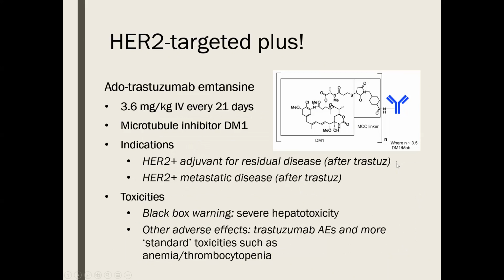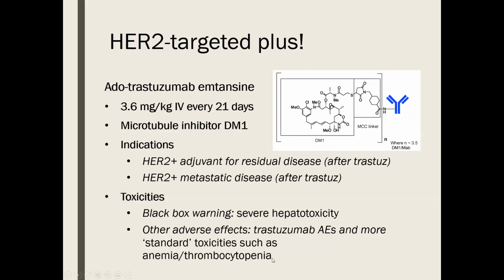Ado-trastuzumab emtansine is an antibody drug conjugate, and you can see here in the slide you have your monoclonal antibody that targets HER2. You've got a linker that connects it to a microtubular inhibitor, or DM1, here in the structure. Dosing is 3.6 milligrams per kilo every 21 days. These are indicated for HER2-positive breast cancer patients after trastuzumab, so falling after those trastuzumab patients. We do have toxicities, including hepatotoxicity as a black box warning.